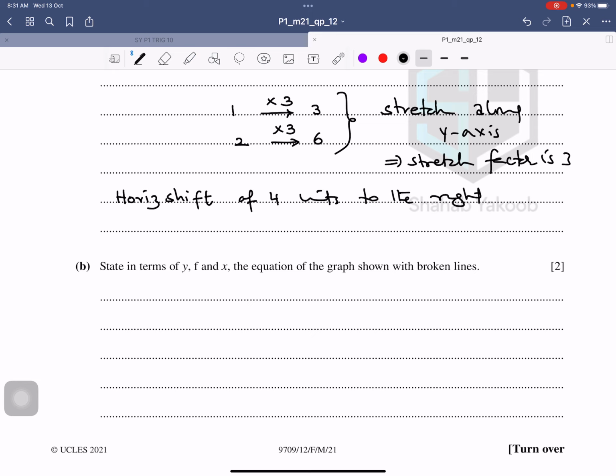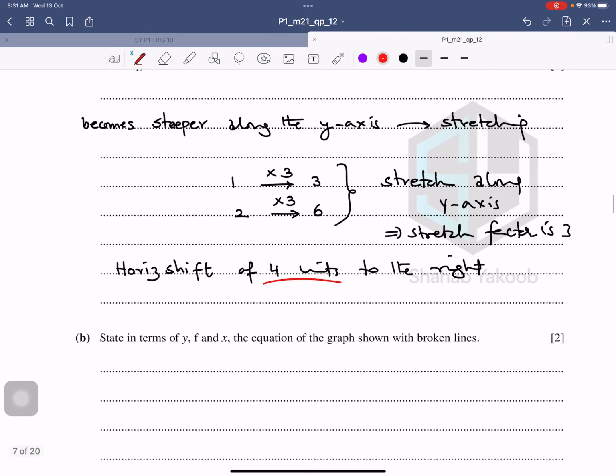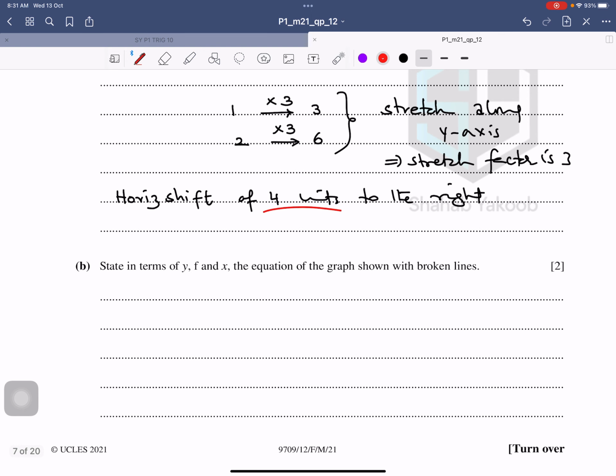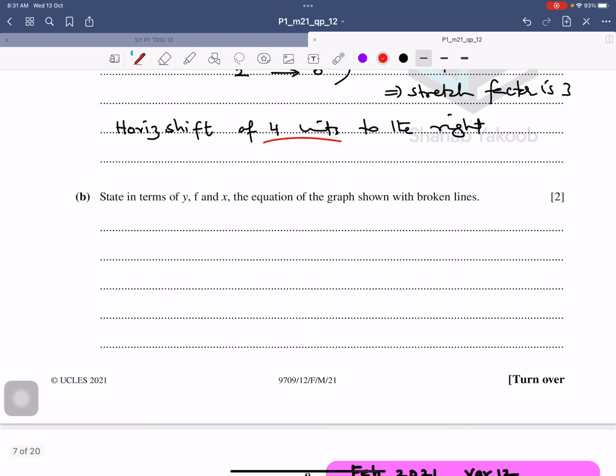As such, you don't need to write any vector. If you write 4 units to the right, that is more than enough. So now what they have done is that it's a horizontal shift as well as it's a stretch. Now for another 2 marks, what is it asking? State in terms of y, f and x.